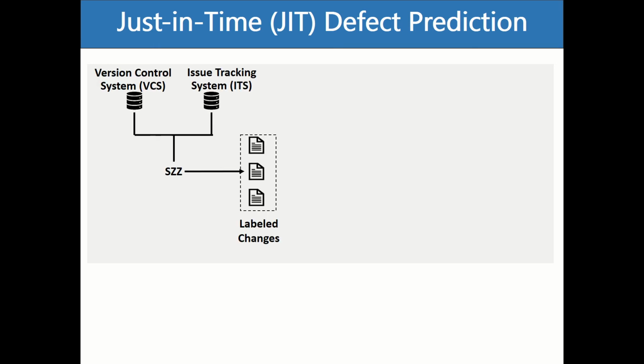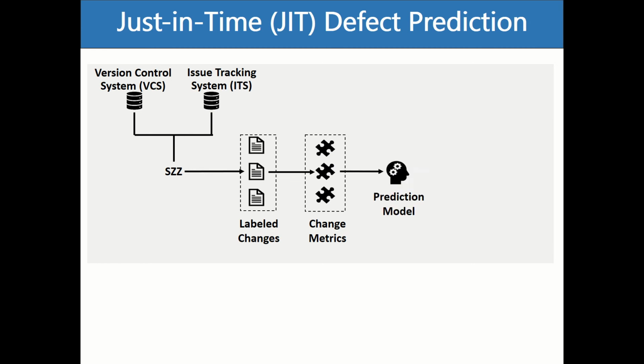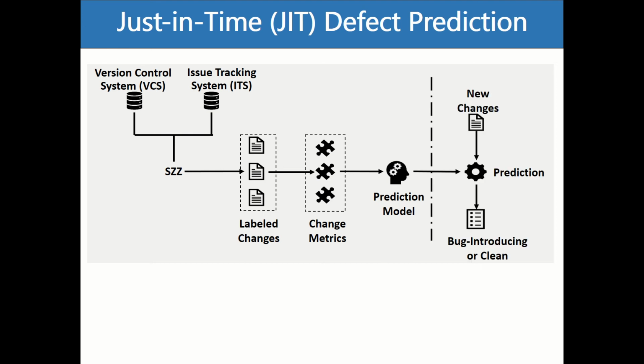The general framework of just-in-time defect prediction is as follows. First, JiT defect prediction uses the SZZ algorithm to label changes from version control systems as buggy or clean. Next, using labeled changes, JiT defect prediction extracts metrics to characterize changes. Based on the labels and metrics of changes, JiT defect prediction learns a prediction model. Finally, for newly submitted changes, JiT defect prediction leverages the model to predict whether the changes are bug introducing or not.